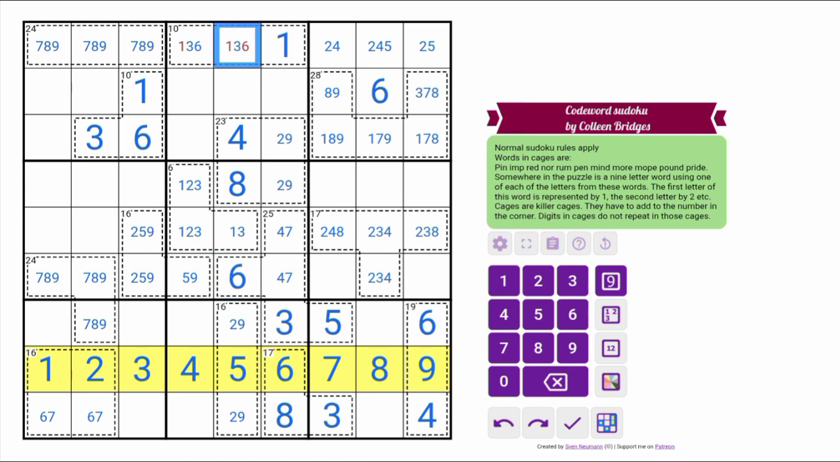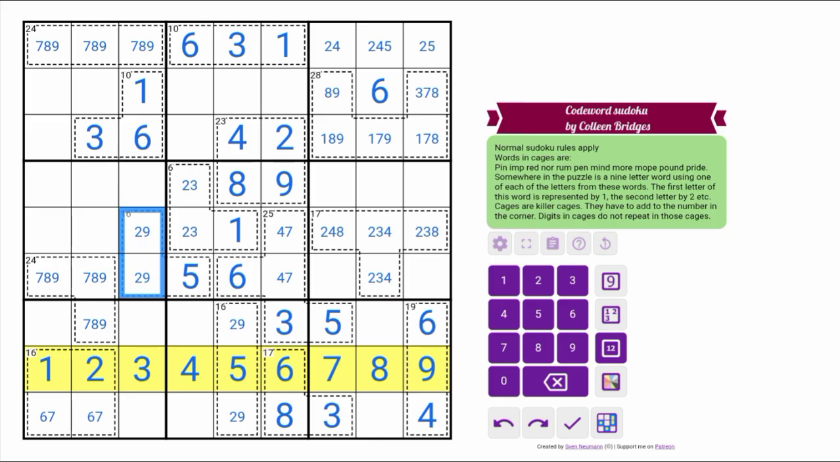Up here we've now got a 1, a 3, and a 6. And that one's now a 1, not a 1. 2, 3 pair means that's a 9, that's got to be a 2. 5, not a 5. 2, 9 pair means that's not a 9, which means in this cage here, that one has to be a 9. 2, 9, not a 9.